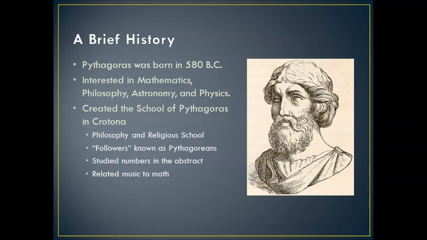So, the brief history: Pythagoras was born in 580 BC, and as a child he was interested in mathematics, philosophy, astronomy, and physics. He created the school of Pythagoras in Crotona, where they studied philosophy and religion. His followers were known as Pythagoreans. They studied numbers in the abstract, and they related music to math.